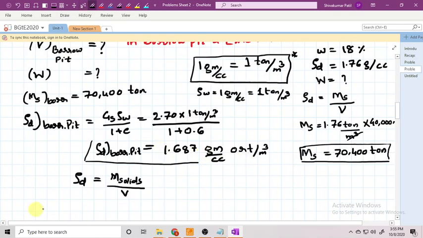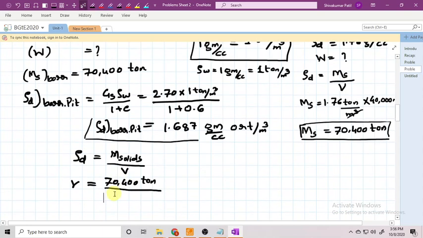Okay. So I want to find out the volume of the soil to be removed from the borrow pit. Equal to mass of solids. Mass of solids is how much? 70,400 ton divided by volume. Volume only I want. Okay, so once you take the volume on the left hand side, then dry density will come in the denominator.